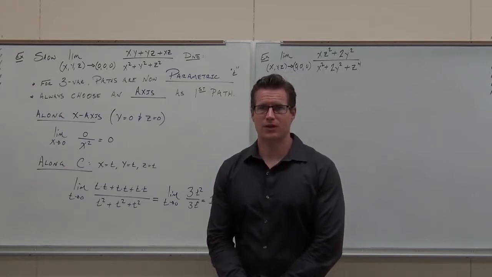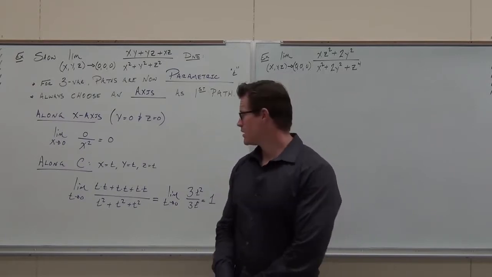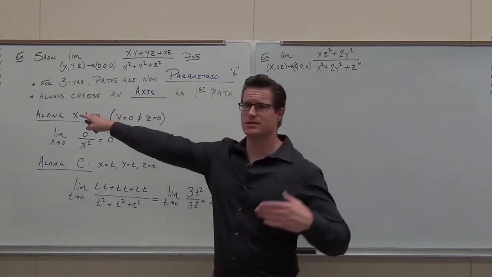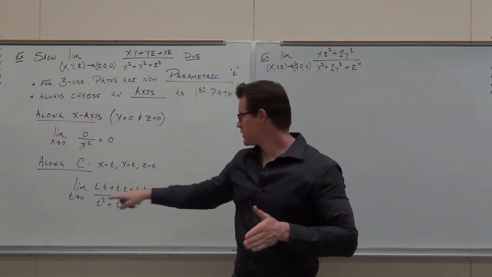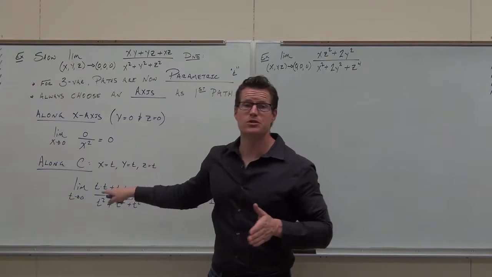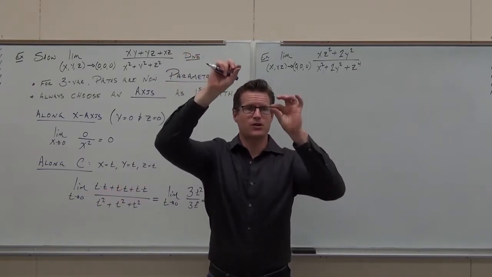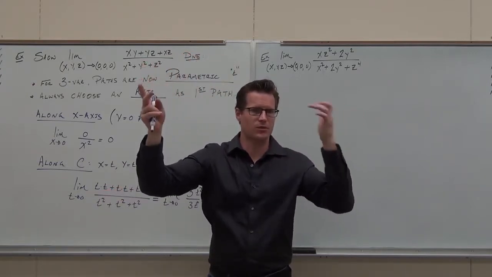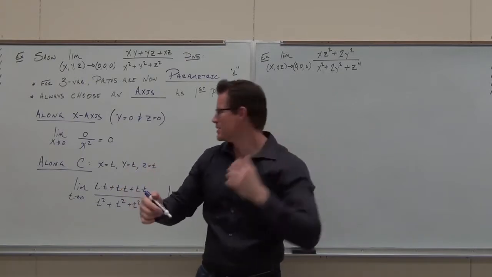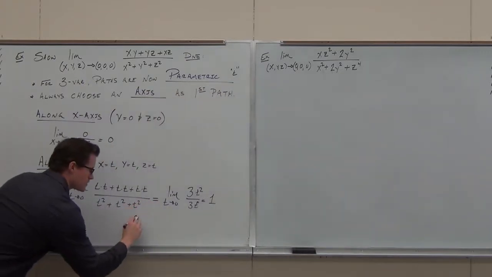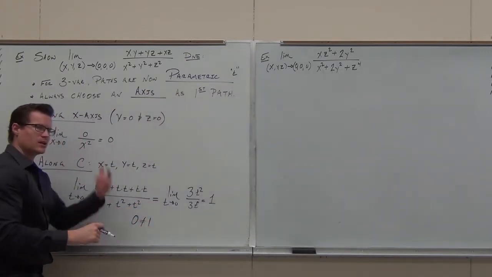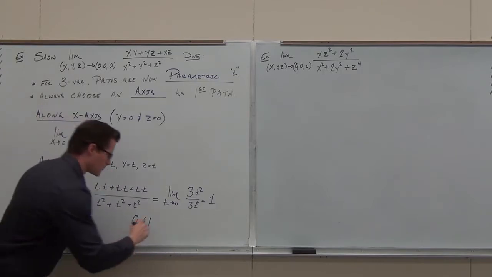Because as I'm traveling along the 4D surface over that path, the x-axis, and over that path, which is a line through space, the value of the function is different. That's what we're proving here. Does it make sense to you? So, since 0 does not equal 1, the limit does not exist at 0, 0, 0.